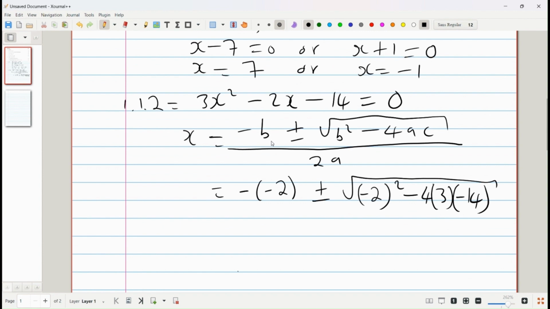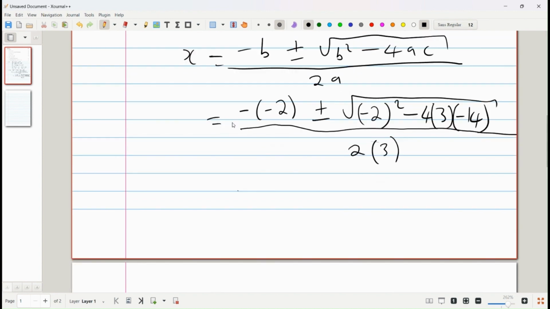So all this will be divided by 2a. What is our 2a? We know our a. Our a is 3. So we can simplify this further.